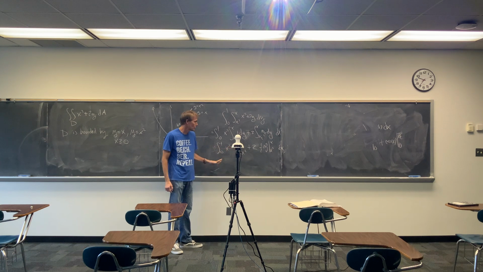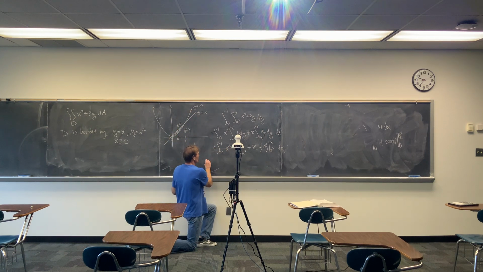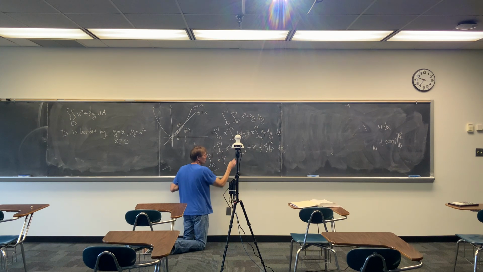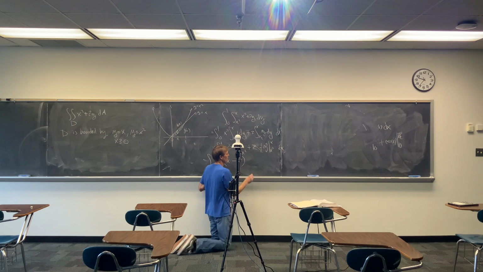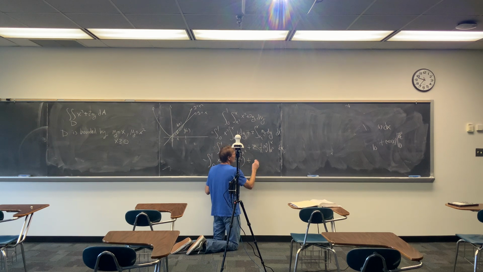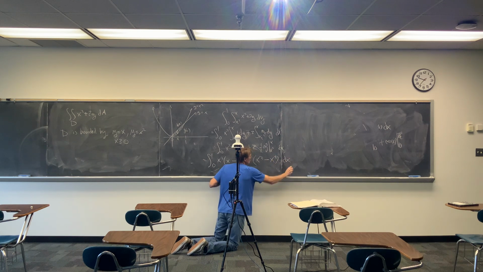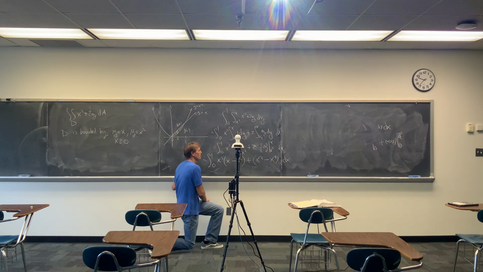Evaluate, plug in, and subtract. So looking at this, I'd have the integral from 0 to 1, x squared times x minus x squared. These guys cancel. Plus x squared, plus x squared minus x squared squared, which is x to the 4th dx.